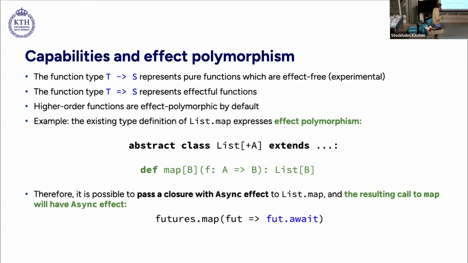So here, future.await has the async effect, and so the closure has the async effect, and since map is effect polymorphic, the call to map has the async effect. So that means you can only do that within a context where you have the async capability implicit in scope.